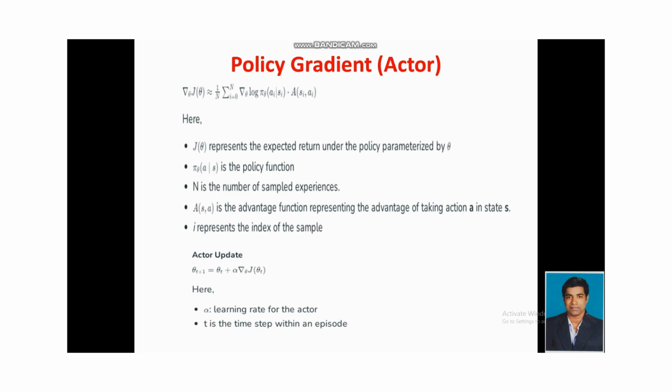J(theta) represents the expected return under the policy parameterized by theta. Pi theta of a given s is the policy function. N is the number of sampled experiences. A of s comma a is the advantage function representing the advantage of taking action a in the state s. i represents the index of the sample. Actor update: theta t plus 1 is equal to theta t plus alpha gradient theta into the objective function J of theta t. Here alpha is the learning rate for the actor, and t is the time step within an episode.